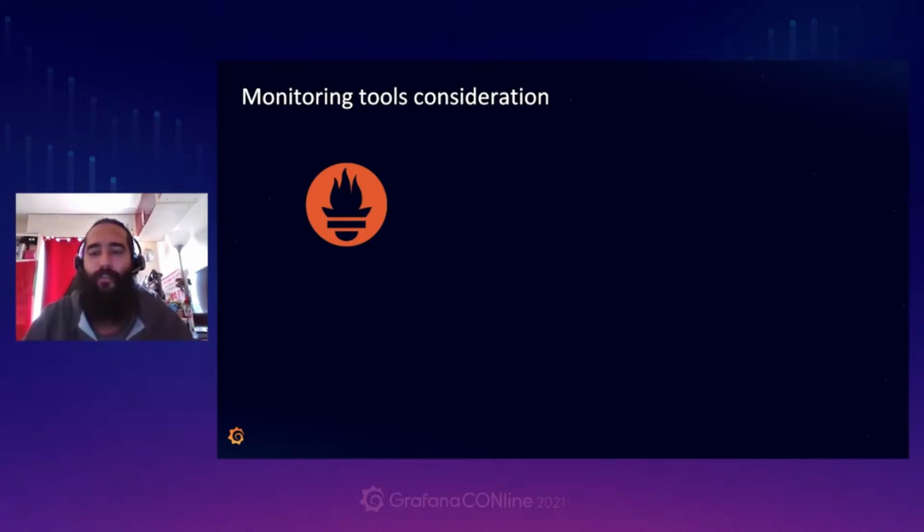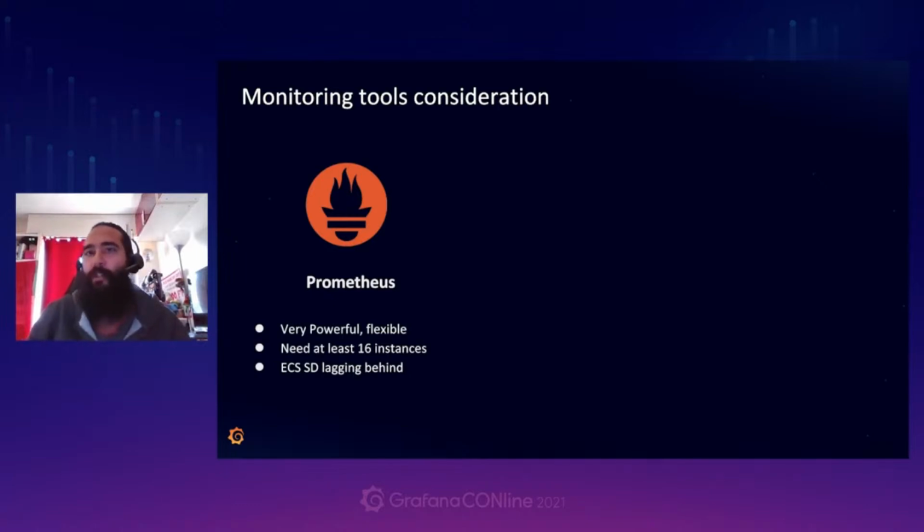So some of the tools that we considered for this task, first of all, there was Prometheus, and everyone here pretty much knows Prometheus is a very powerful and flexible tool along with its ecosystem of exporters. However, the issue with Prometheus is not related to Prometheus itself, but the way that we would have used it for our own stack is that we would need at least 16 instances, both for the clusters and for federating everything using Prometheus. And we also found out that the ECS service discovery part of Prometheus is a bit lagging behind compared to other more advanced tools like Kubernetes.